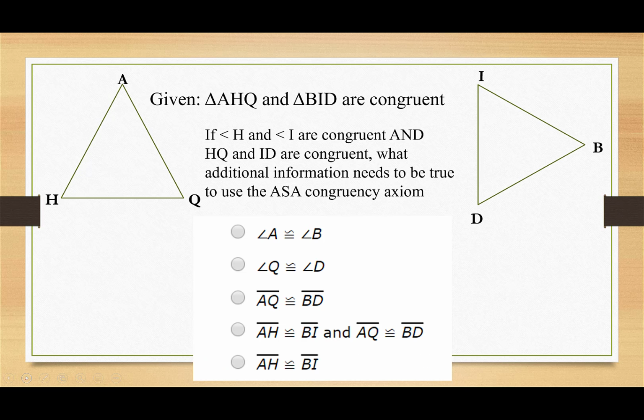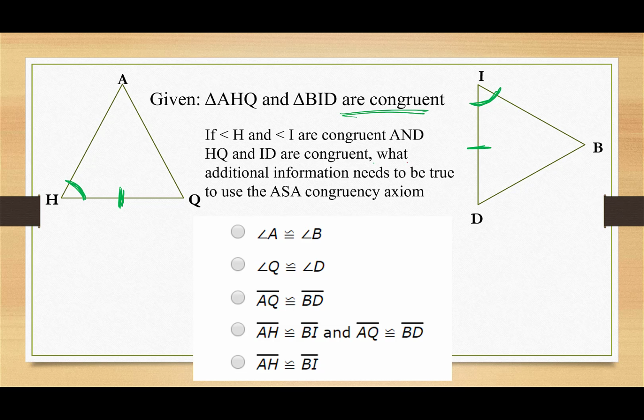Okay, in this question, we have two triangles, triangle AHQ and triangle BID, and it says they are congruent, and it's given us a little information. So it says if angle H and I are congruent. I'm going to go ahead and just mark these. Here's H and here's I, and the segments HQ and ID are also given to us.